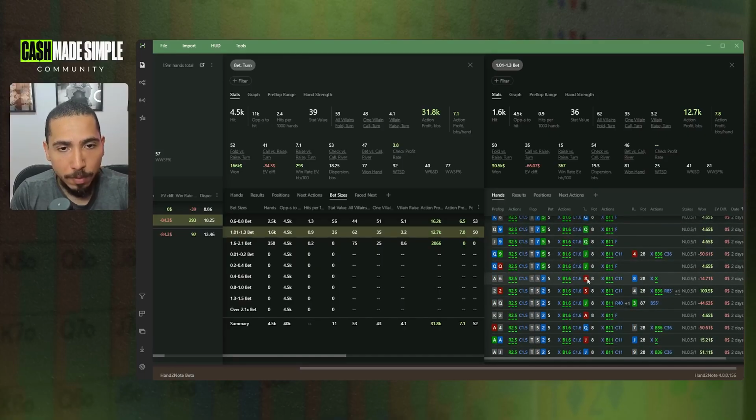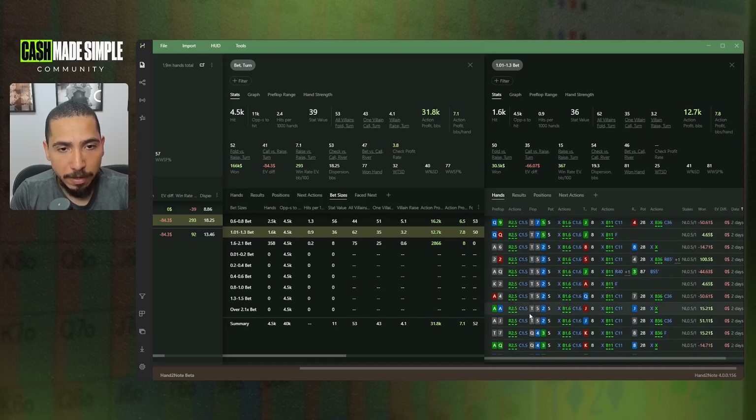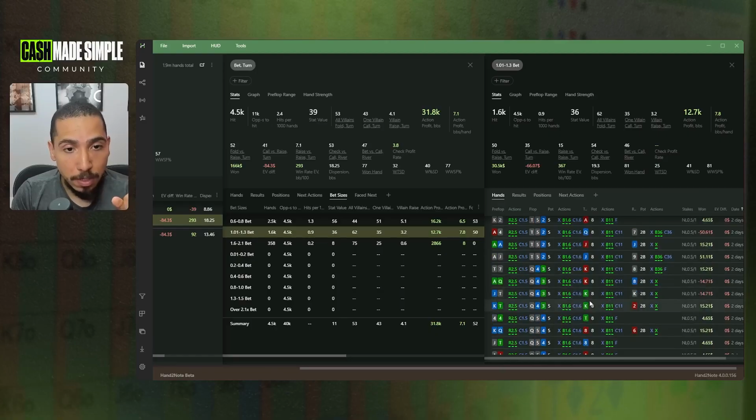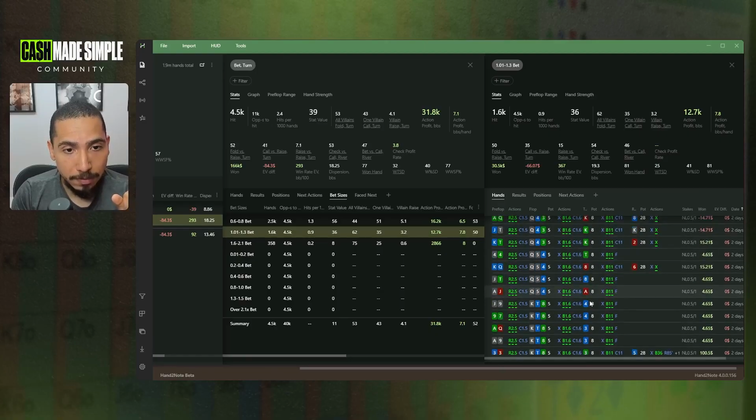We have some low boards staying low. We have some low boards with an overcard on the turn. That's interesting. Some 10 high boards. The turn comes a Jack, turn comes an Ace, turn comes a Queen. So it seems like low board, turn comes an overcard, you can use the 1.2x sizing.